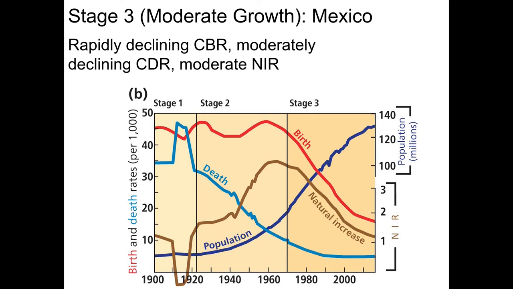Mexico, starting in the 70s, massive birth control efforts across Mexico. The total fertility rate was cut in half as a result of Mexican women starting to use contraceptives. Rapidly declining crude birth rate, moderately declining death rate, death rates coming down more slowly, and a moderately decreasing natural increase rate. Looks like it's at least coming down to one, so the doubling time is just over 72 years, still stage three in Mexico.